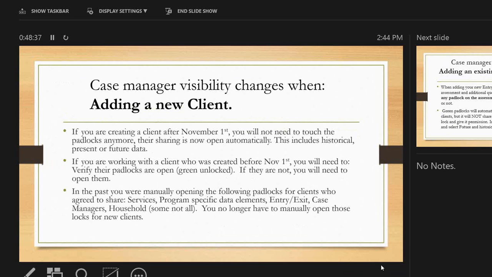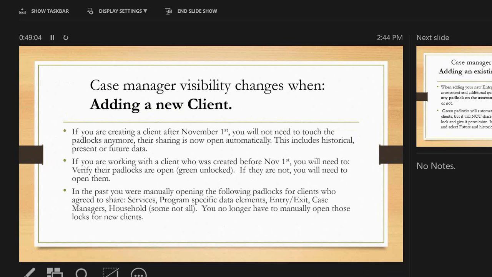Okay, so visibility changes. If you've ever had to deal with visibility, padlocks, locking, unlocking, things are about to get a whole lot easier. If you've never had to deal with that, congratulations, you skipped a scary and horrible chapter of our history. If you're creating a client after November 1st, you will not need to touch the padlocks anymore. Their sharing is now open automatically for every question that they choose to answer. That includes historical, present, or future data.